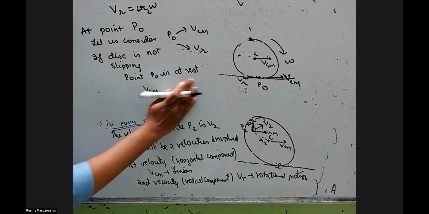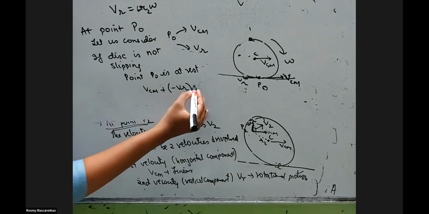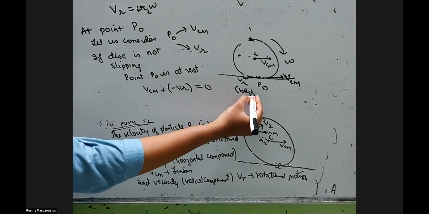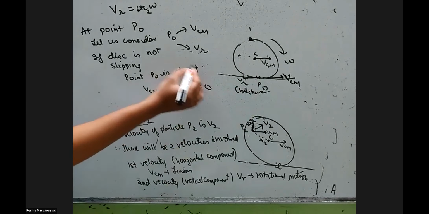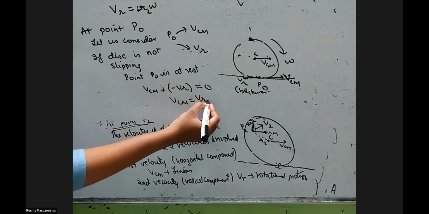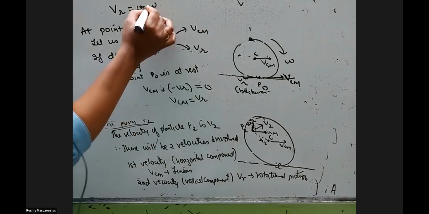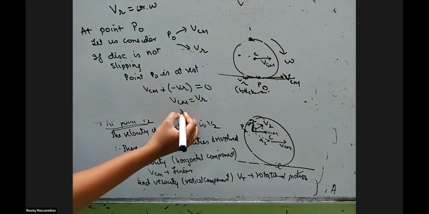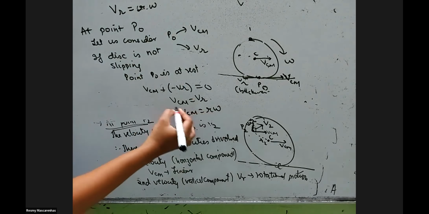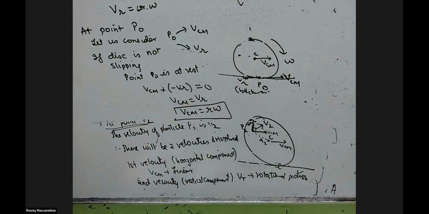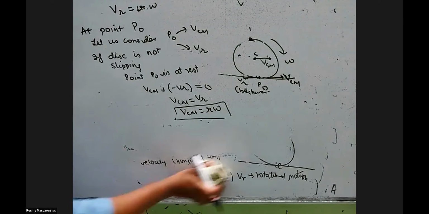Why is it so? Just look at it. This is the backward direction. That's why. So when you take this on the other side, VCM will be equal to VR. What is VR? VR is nothing but R into omega. I can just randomly take it as R only. This is the velocity relation for a rolling motion. VCM is R times your rotation.